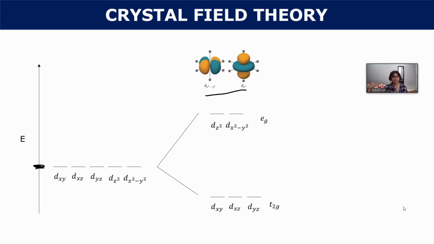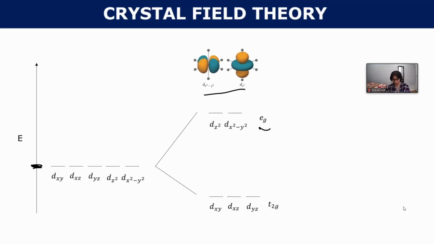And at this point, it's important to introduce some nomenclature because it's inconvenient to always have to say the dz2 orbital or the dx2 minus y2 orbital. So the orbitals that are moved to a higher energy level are called the Eg orbitals, and the ones that are moved to a lower one are called the T2g orbitals. So if you hear me referring to those orbitals, now you know what they mean.